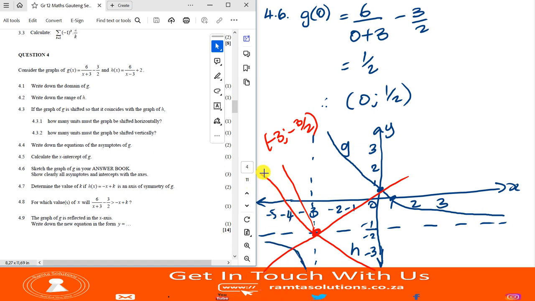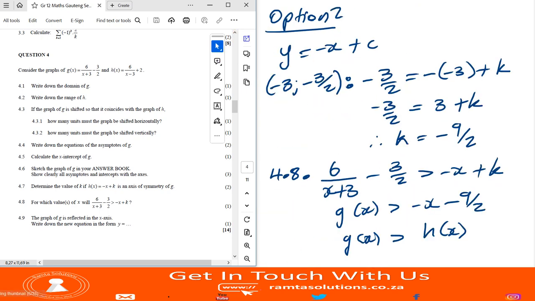That's not what we are looking for. But now, to the right of x equals -3, g is above h, can you see it? And that's exactly what we are looking for. So our answer is simply x is greater than -3.